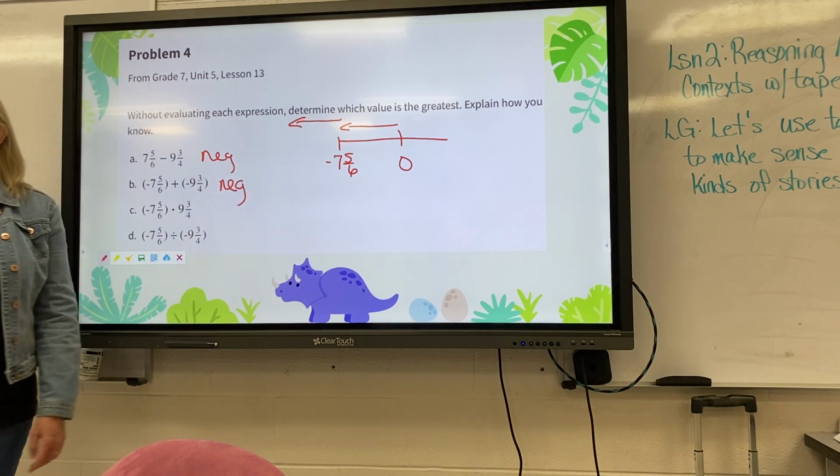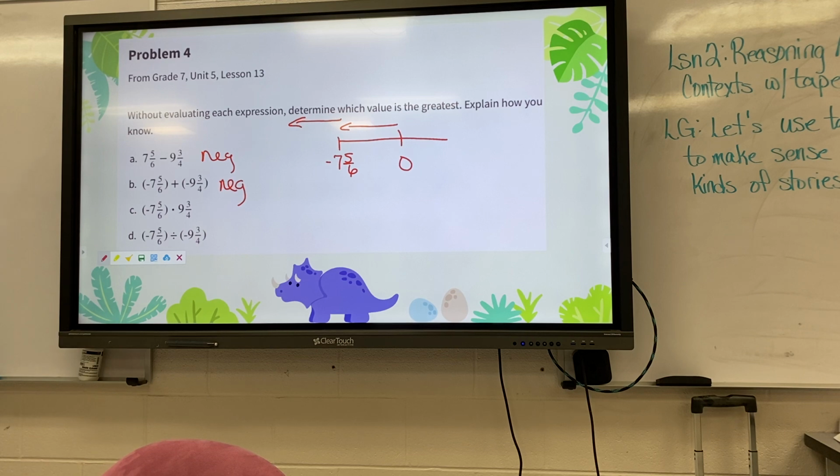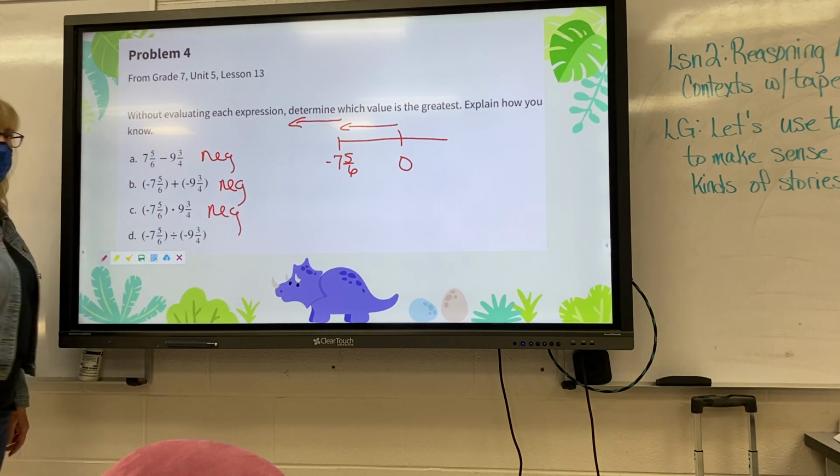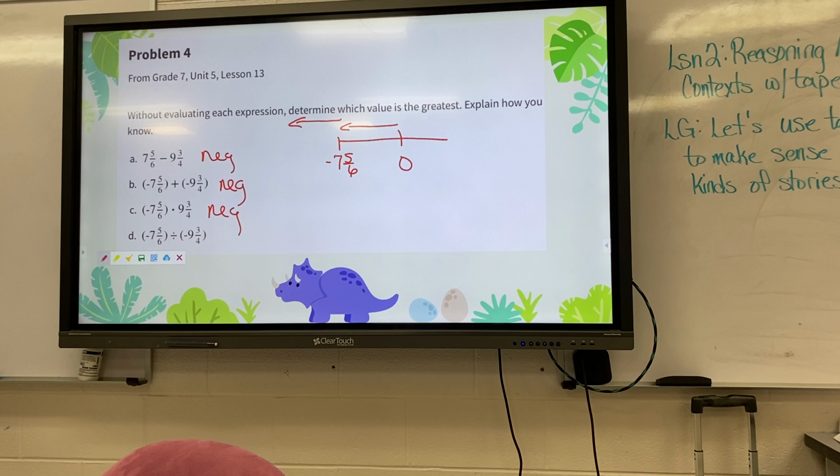Well, so far that hasn't helped us figure out which one is the greatest. All right, this one we've got a negative 7 and 5/6 times a positive 9 and 3/4. What's that going to give me? A negative. Still hasn't helped me figure out which one is greatest. They told me not to evaluate, don't solve it.